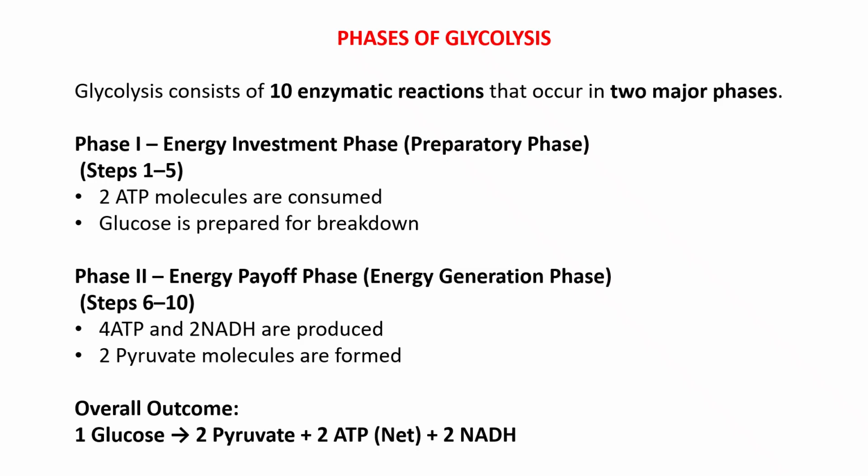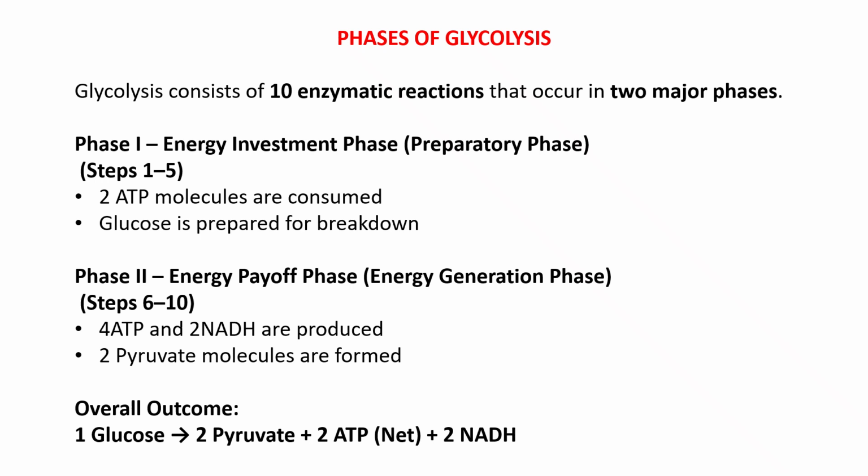Phase 2, energy payoff phase, which is also known as energy generation phase. This phase includes steps from 6 to 10. During this phase, the two 3-carbon molecules are converted into pyruvate. In this phase, 4 ATP and 2 NADH are produced. Two pyruvate molecules are formed.